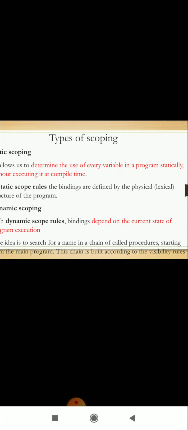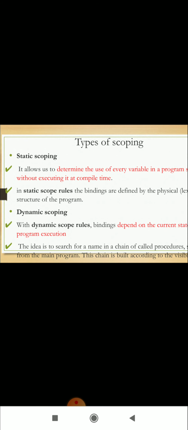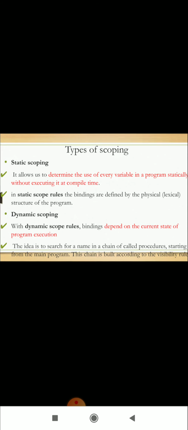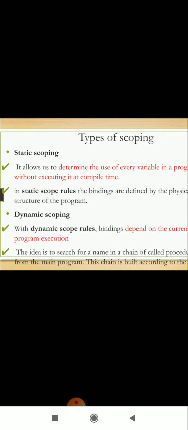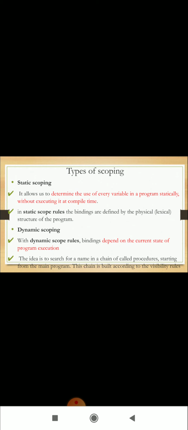Then we go to different types of scoping. There are two types of scoping, static scoping and dynamic scoping. What do you mean by the term static scoping? Static means before runtime we decide everything, as we studied in the last video. It allows us to determine the use of every variable in a program statically, without executing it, at compile time.